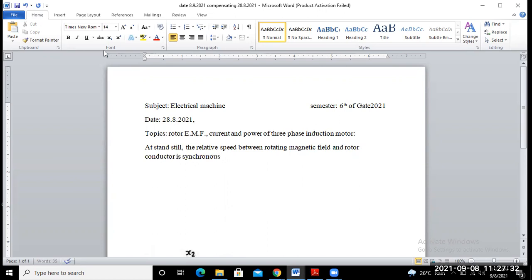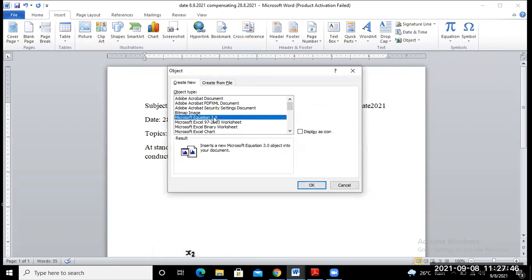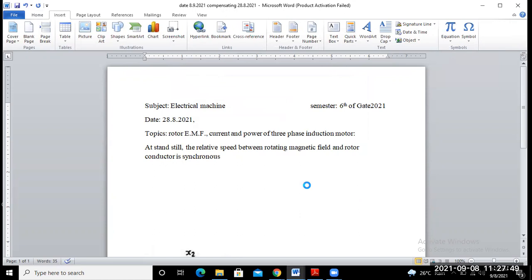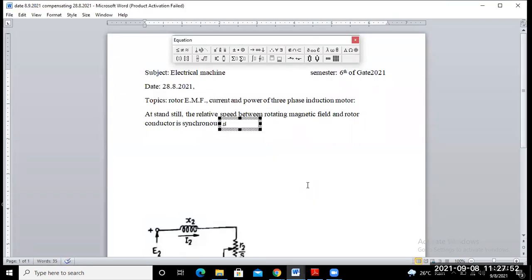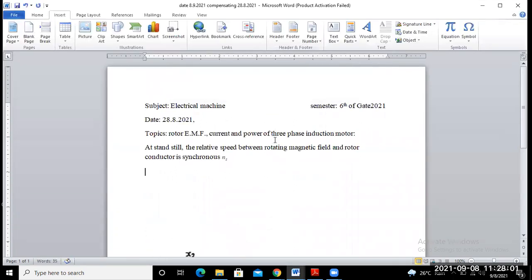The synchronous speed is represented by small ns, that means revolutions per second. Under this condition, let the per phase generated EMF in the rotor circuit be E2.